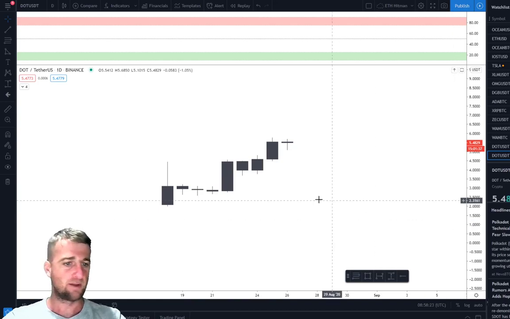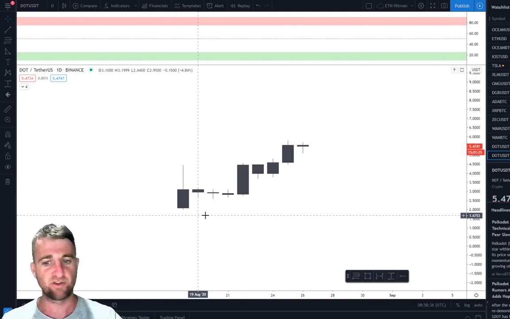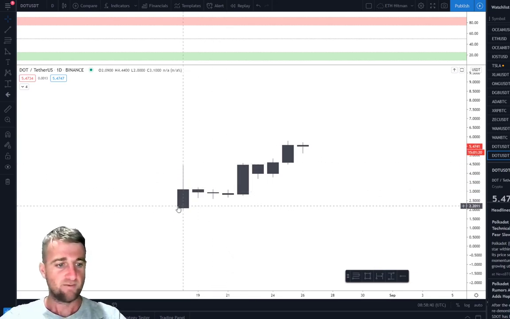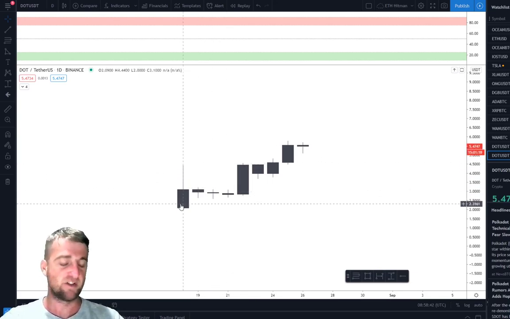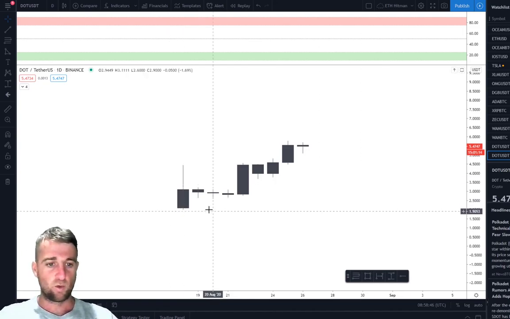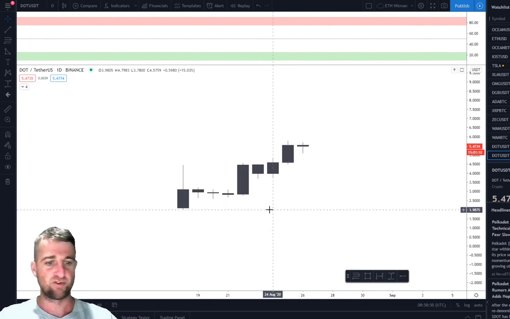Just to finish up, we will take a quick glance at the chart. There's nothing really to look at other than what's gone on the last couple of days. So this is DOT versus Tether US, on the daily chart on Binance. We will drop into the lower time frames to see what's potentially going on short term, but as we say, this did go through a redenomination, and the supply was increased by 100, and the actual coin price was reduced by 100.